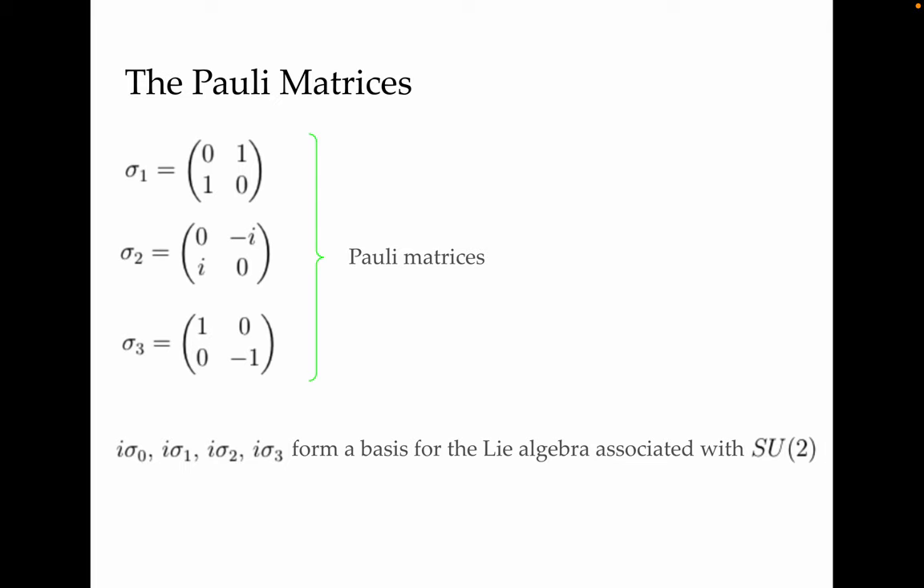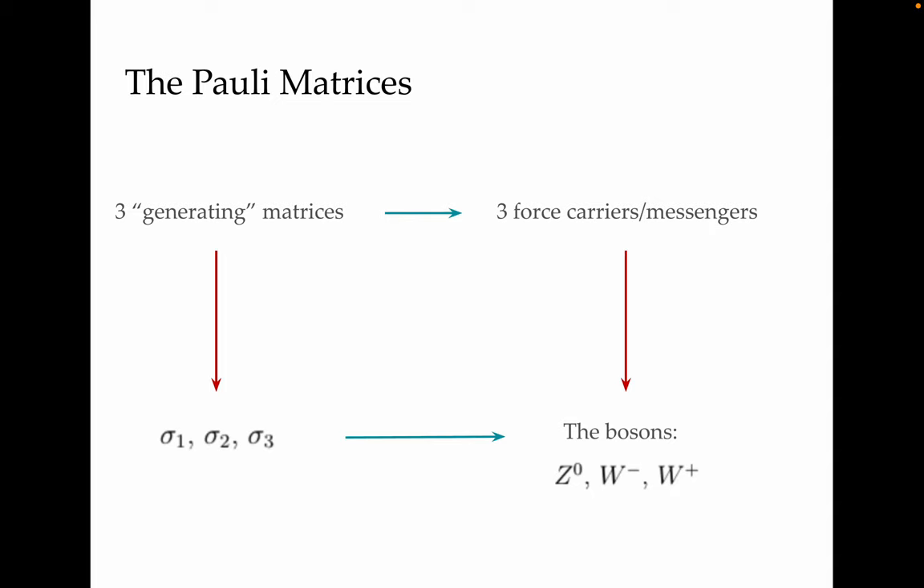I'm showing three matrices here, called the Pauli matrices. These matrices are very useful and very important to the SU2 group, because when we multiply each one by i, we obtain three matrices that, together with the identity matrix, form a complete basis for the Lie algebra that corresponds to the SU2 group. As there are three matrices, there are also three associated elementary particles: Z0, which means that Z has a zero charge, the W minus boson, and the W plus boson. These are all bosons, and these are carriers of the weak force.